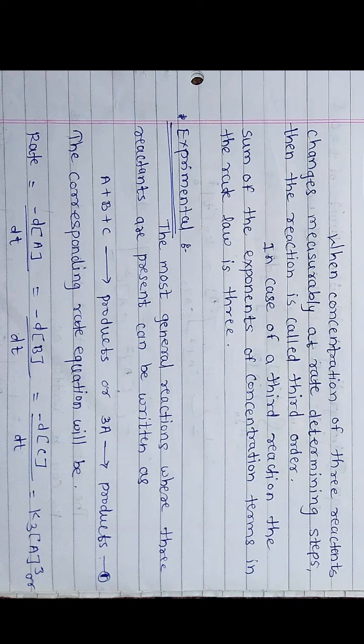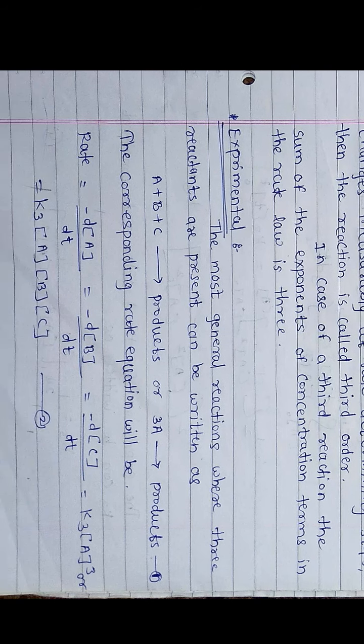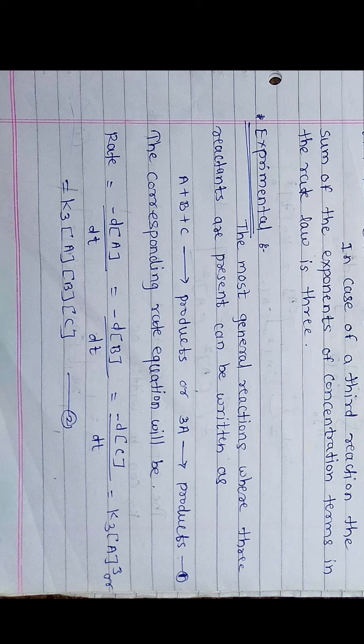Now the experimental proof of this reaction. The most general reaction where three reactants are present can be written as follows: A plus B plus C gives the product, or 3A gives the product. The corresponding rate equation will be, since the rate of reactant decreases, it is shown by a minus sign: rate is equal to minus d[A]/dt is equal to minus d[B]/dt is equal to minus d[C]/dt. Now rate is equal to K3 [A] cubed, or K3 [A][B][C].